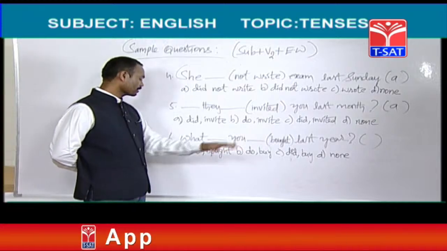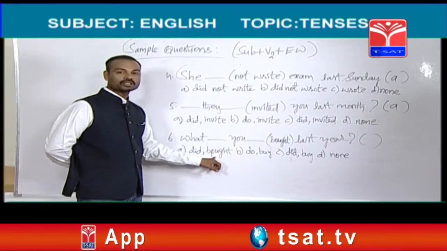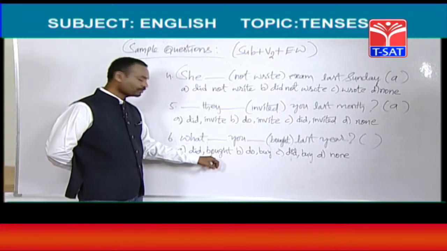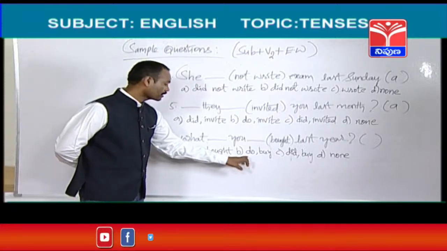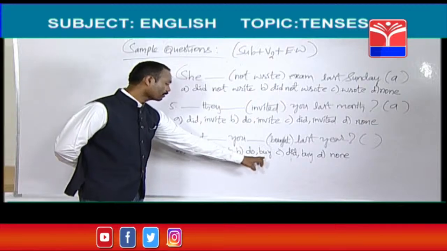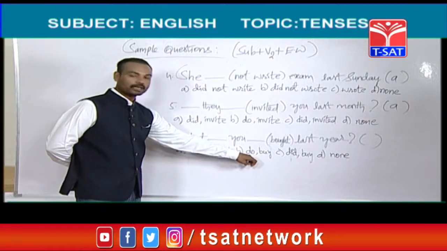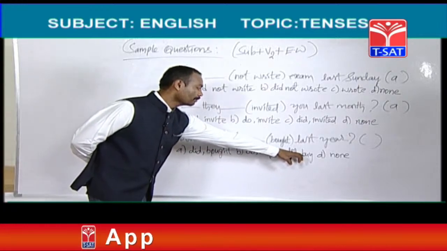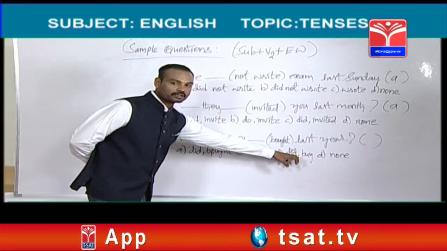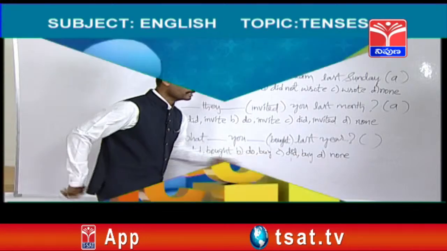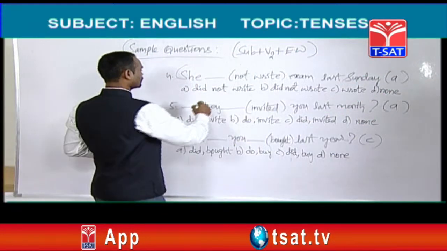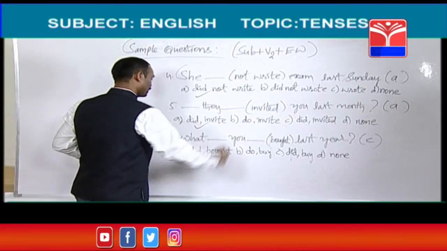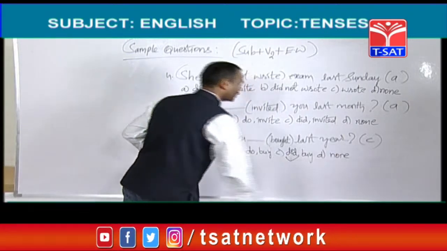So did and buy, where is this combination? Let's see in the options. Option A, did bought, it is wrong. Did buy is the right answer. Bought, we should not use second form. Next, option B, do buy. Buy is correct, but the helping verb is wrong. Next, option C, did plus buy. This is the answer. Answer is C. So here the answer is A, and here the answer is A. Here the answer is C.